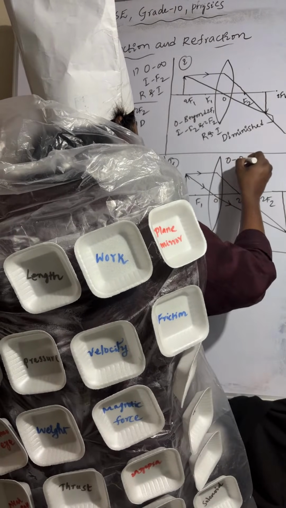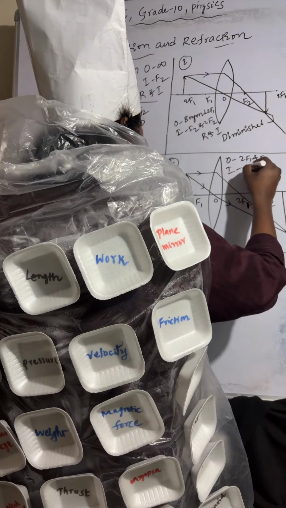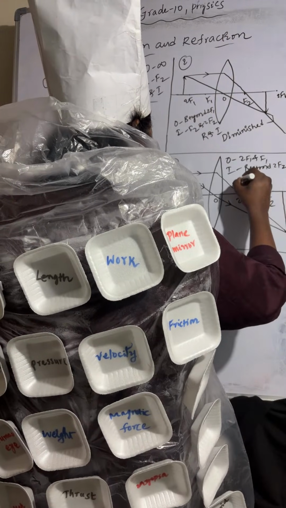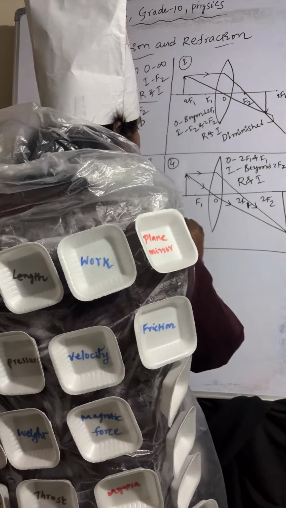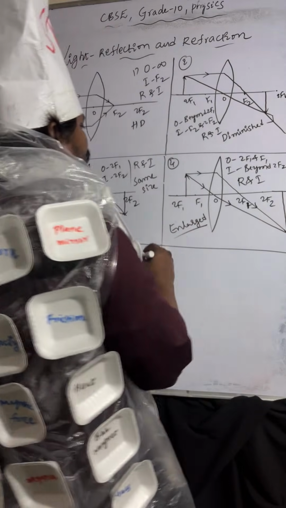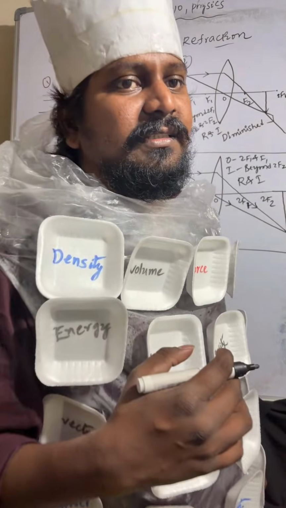Object is placed between 2F1 and F1. Image will form beyond 2F2. Nature of the image is real and inverted. Size of the image is enlarged. Compared to the object, image size is increased.